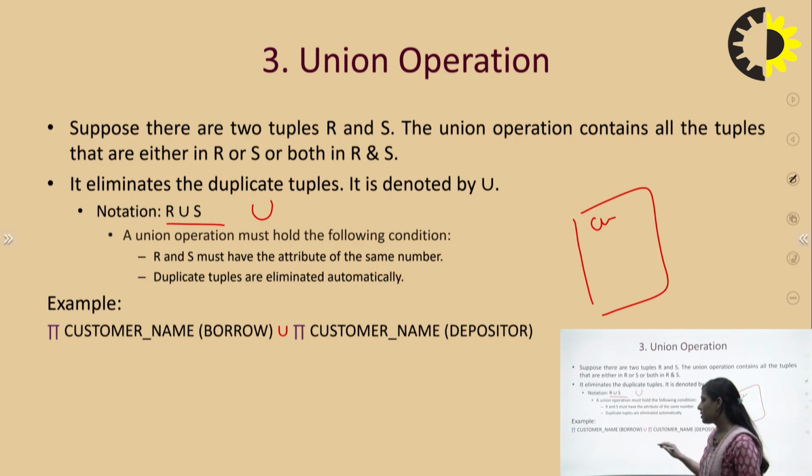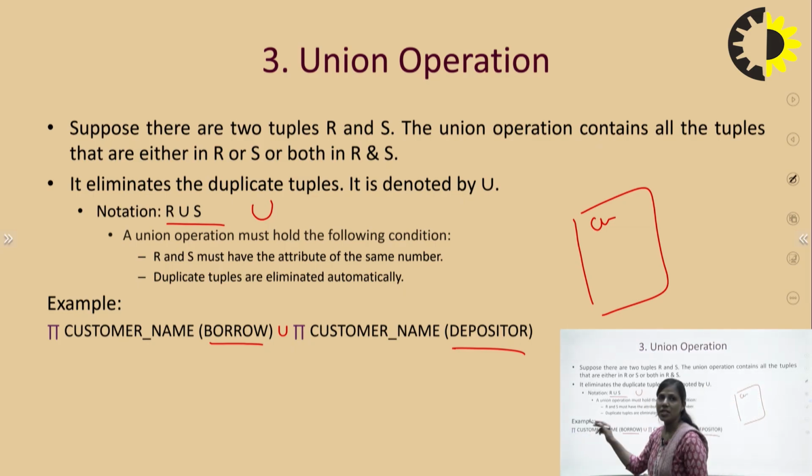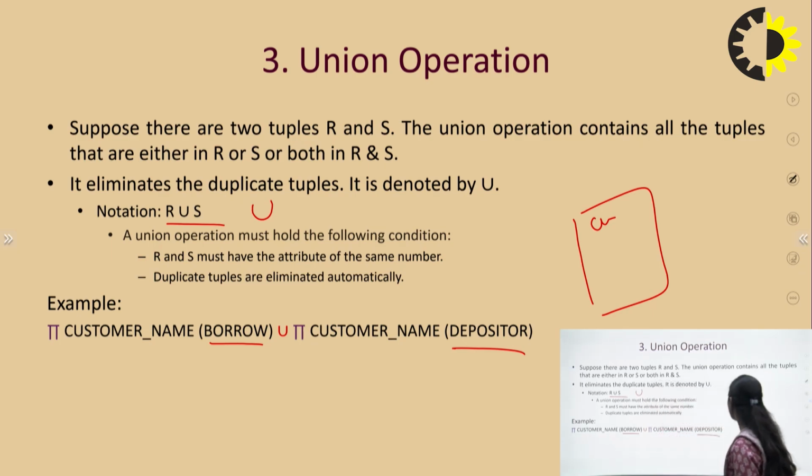Now talking about the example, we have a table borrower and a table depositor. We want to combine from both tables all the customer names. We want all the customer names of borrowers and also of depositors. So that's why we have used pi. Pi means we want only the column part. Then we want the customer name. As an output, we will get the customer names of both the borrower and the depositor.